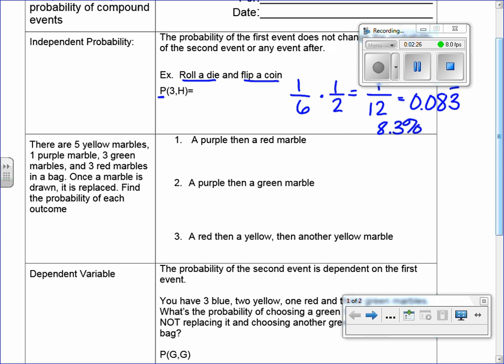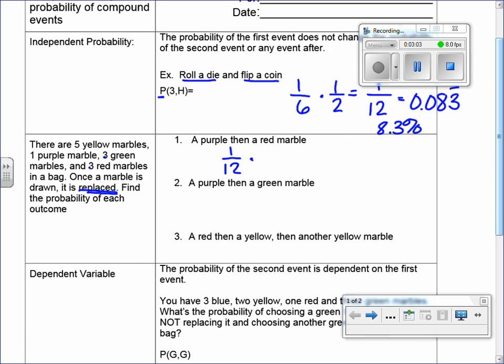There are 5 yellow marbles, 1 purple, 3 green marbles, and 3 red marbles in a bag. Once a marble is drawn, it is replaced. That's why it's independent. It's replaced. Find the probability of each outcome. Okay, so a purple, all right, so how many purple do we have? 1 purple. So 1 out of the total number of marbles, which is 5 plus 1 is 6, plus 3 is 9, plus another 3 is 12. So it's 1 out of 12.